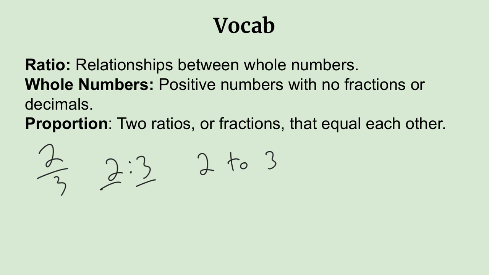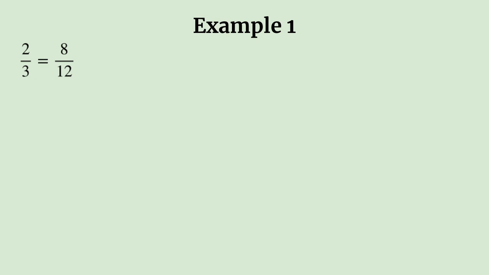And then a proportion is when you take two ratios and make them equal to each other. So like 2/3 is equal to 4/6. Those are both equivalent fractions and they're equal to each other. There are some properties about ratios that we need to know.